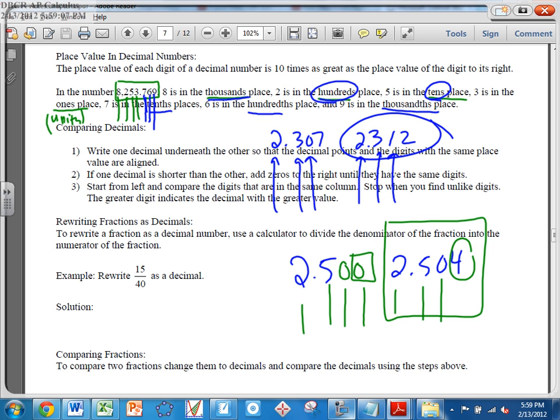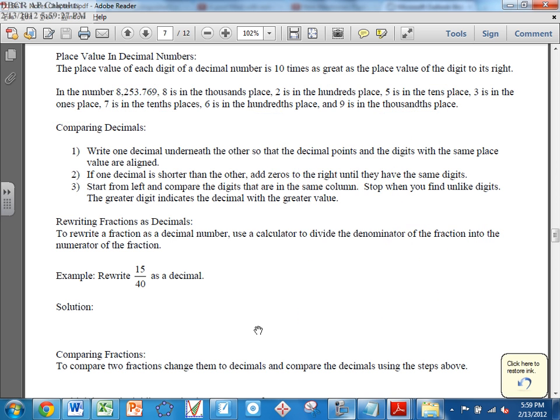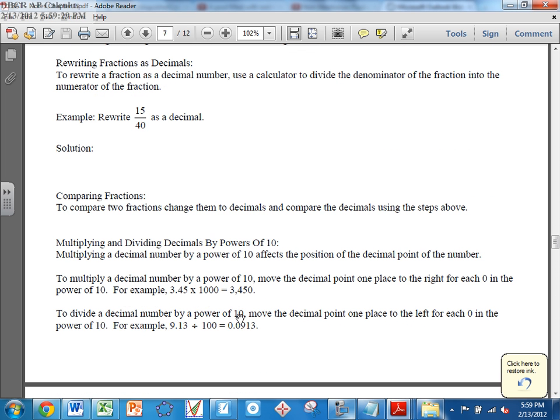Remember, if you have a decimal that terminates, you can always add as many zeros as you would like to the end of it. So 2.5 is a terminating decimal. I can add as many zeros as I want. No. We don't want to save the ink. Delete the ink. Okay.